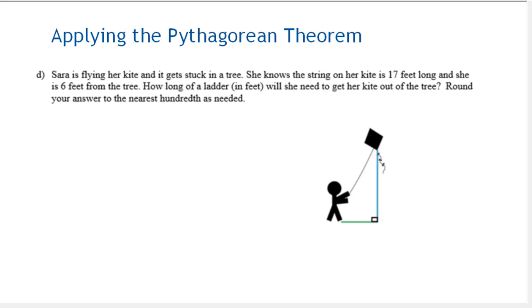Okay. So Sarah is flying her kite and it gets stuck in a tree. She knows the string on her kite is 17 feet long and she is 6 feet from the tree. And we're asked how long of a ladder in feet will she need to get her kite out of the tree, and we're going to round to the nearest hundredth. Okay. So here's a general diagram. This could be a little bit misleading, so let's make a geometric model.